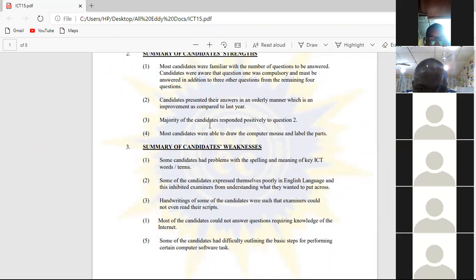Majority of the candidates responded positively to question 2. Most candidates were able to draw the computer mouse and label the parts. So you see the question, they were asked to draw a computer mouse and label the parts. This is 2015. Are you getting it? Okay, let's go on.